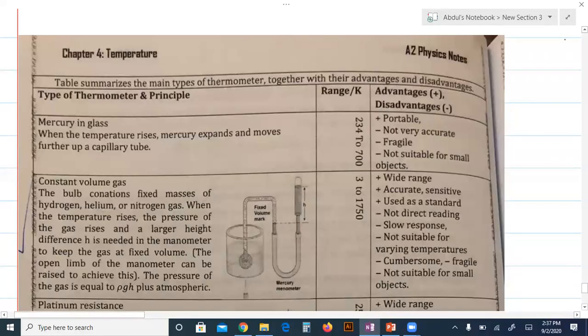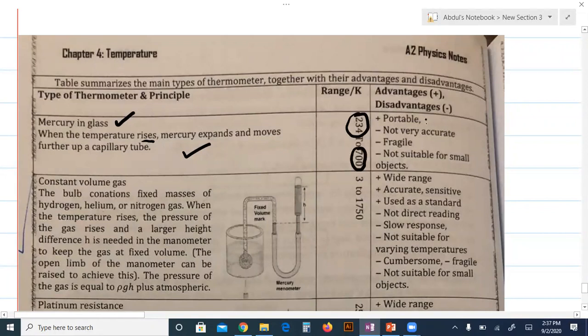Okay. Now, different types of thermometers. So the first thermometer is the mercury in glass thermometer. What is the principle? When temperature rises, mercury expands and it moves further up the capillary tube. So this is its principle. What is the range in Kelvin? Its range is from 234 to 700 Kelvin.